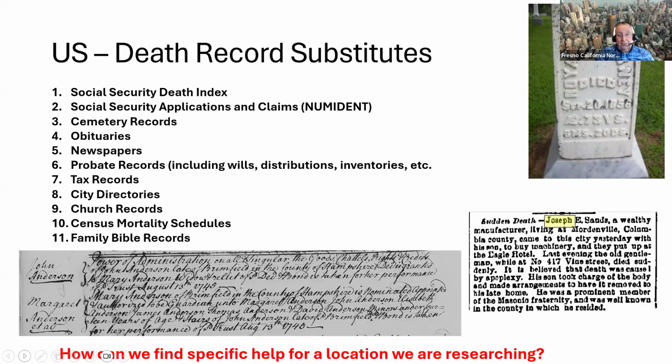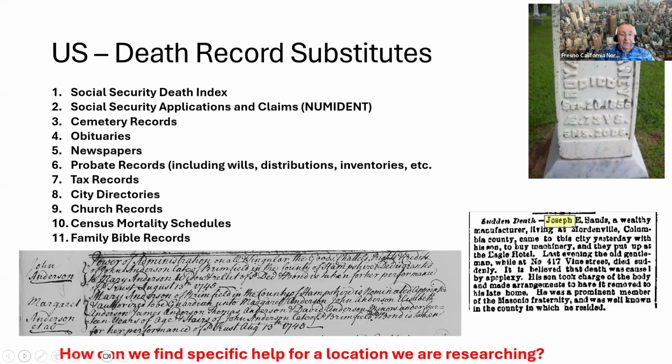Census mortality schedule. Some censuses, like the 1900 census, had a mortality schedule that was kept as they went around taking the census, listing anybody that died in 1899, the year before the census. It gives their name, place of death, and cause of death. Now that's a record that's available that many people don't know about. And then, of course, there's family Bibles.